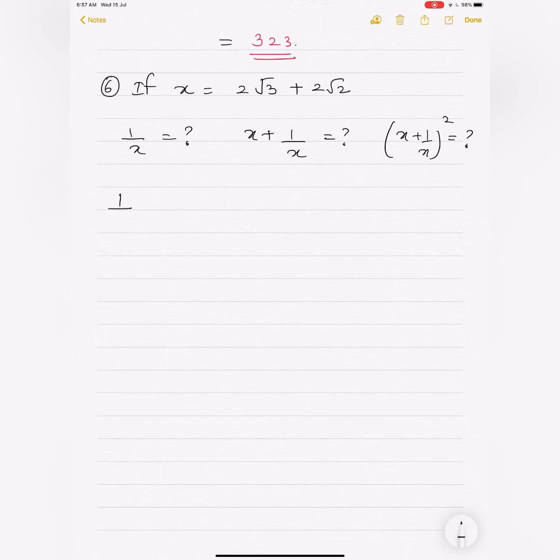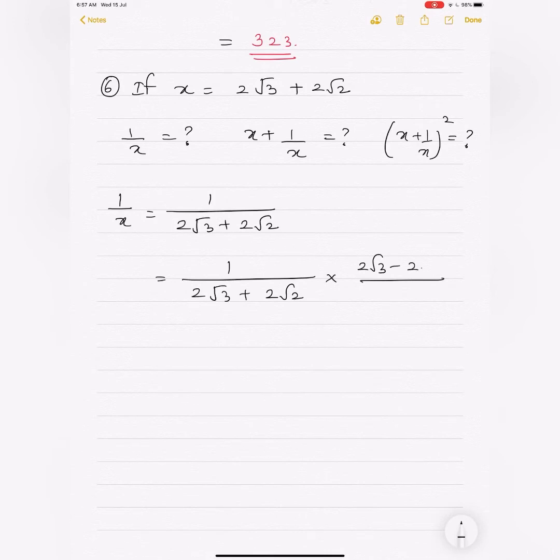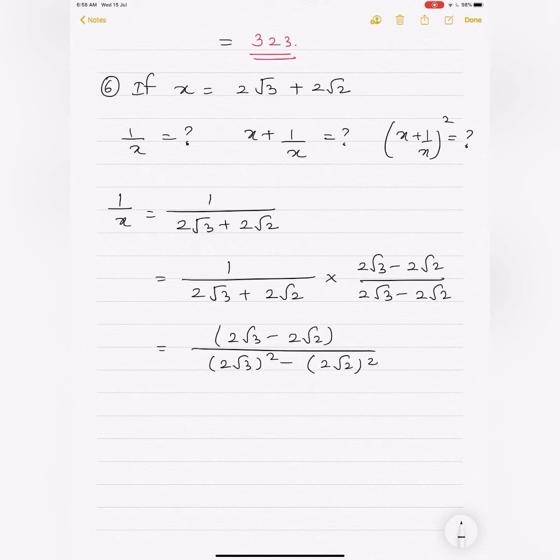Right guys, it looks a little difficult, but it's actually pretty easy. See, let's start. 1 upon x is equal to what? 1 upon 2 root 3 plus 2 root 2. Correct? That is 1 upon x. I wrote x in the denominator. Now I will rationalize it. How do we rationalize it? 2 root 3 plus 2 root 2. So it will be 2 root 3 minus 2 root 2 upon 2 root 3 minus 2 root 2. What will this become? 2 root 3 squared minus 2 root 2 squared.